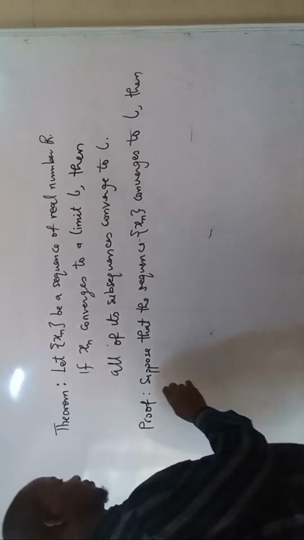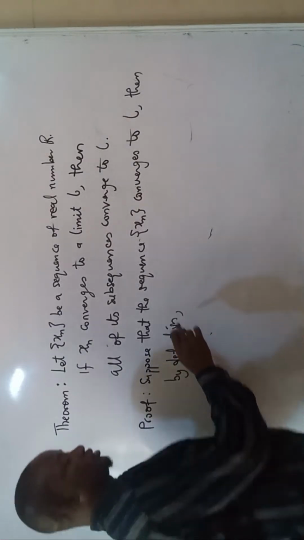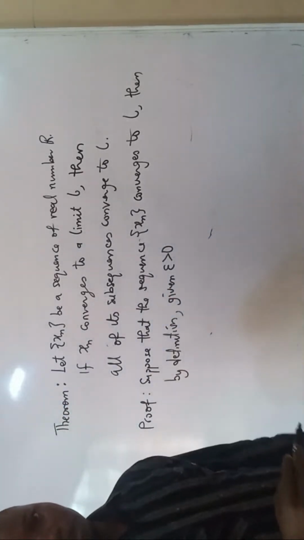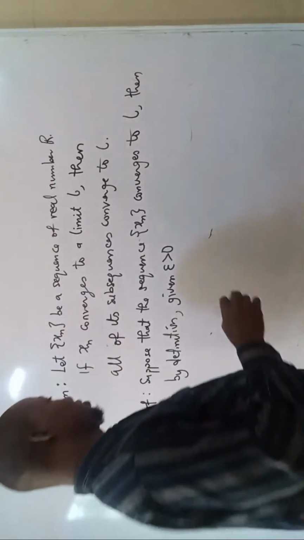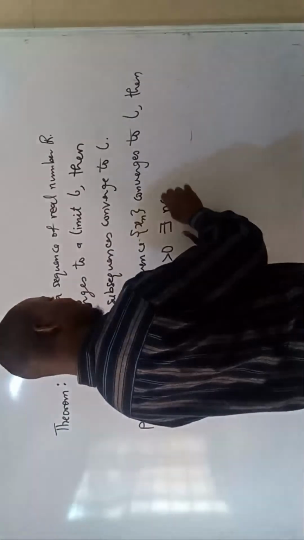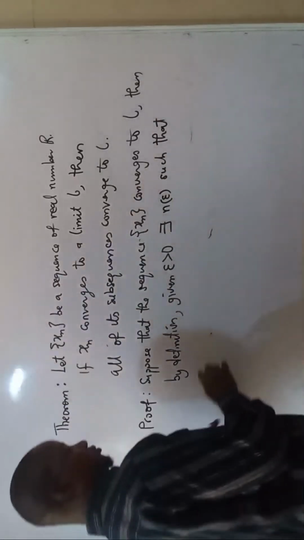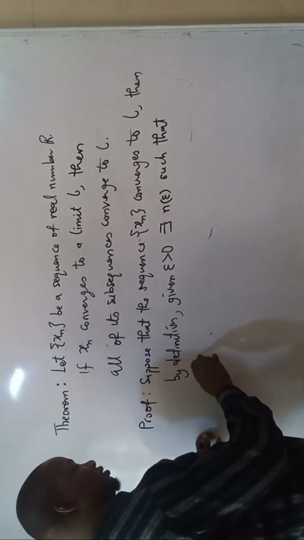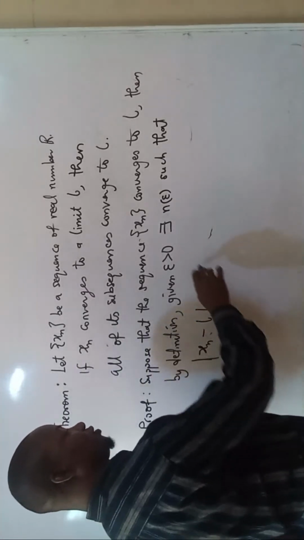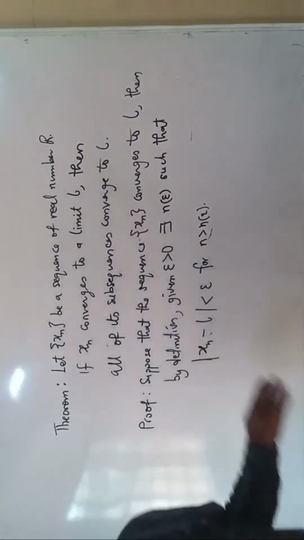Then by definition, that is by definition of convergence, given epsilon greater than 0, the epsilon that we use to measure the accuracy of the sequence, there exists n of epsilon such that the difference of xn and its limit is less than epsilon for n greater than n of epsilon. I think we are familiar with this law.